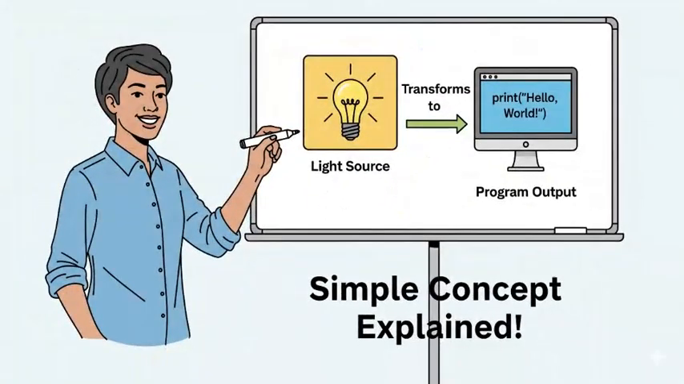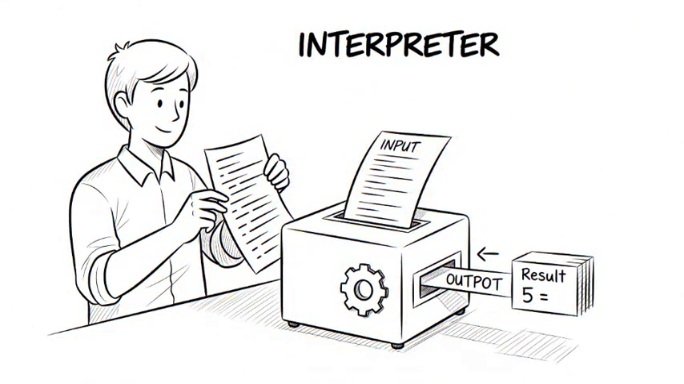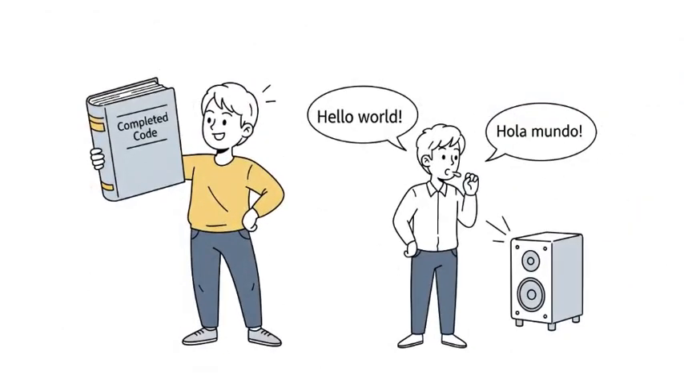So, the next time someone asks you the difference, here's the short version. A compiler translates everything at once before execution. An interpreter translates line by line as the program runs. Or, in plain English, a compiler is like publishing a finished book. An interpreter is like having a live translator by your side.